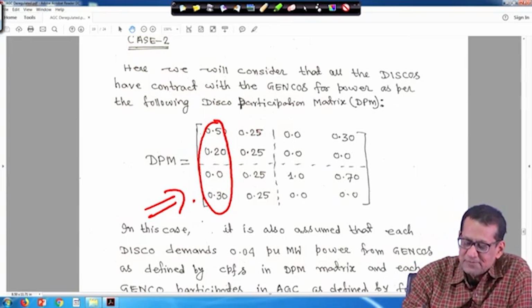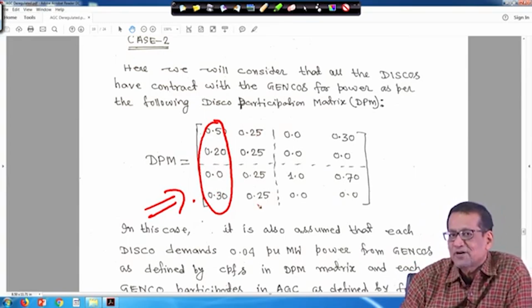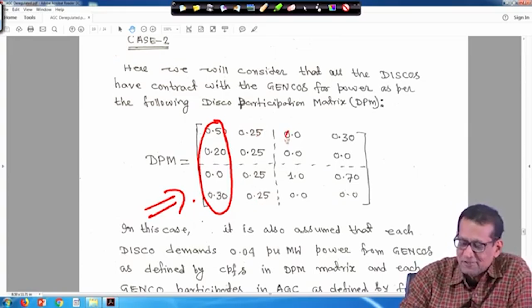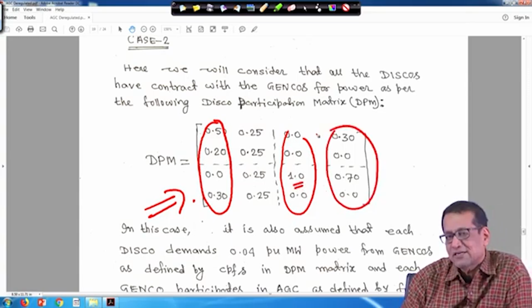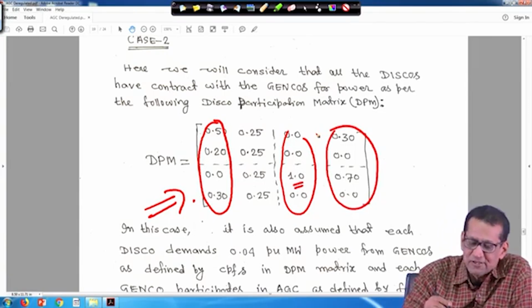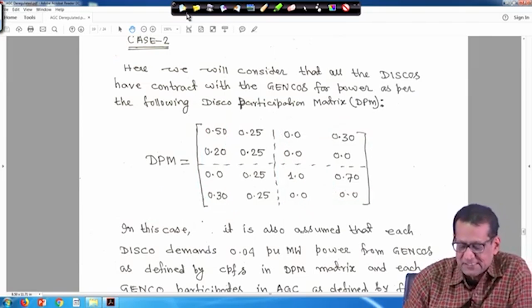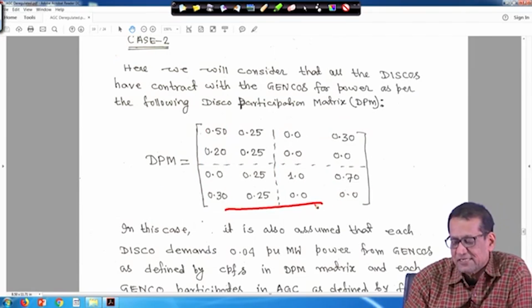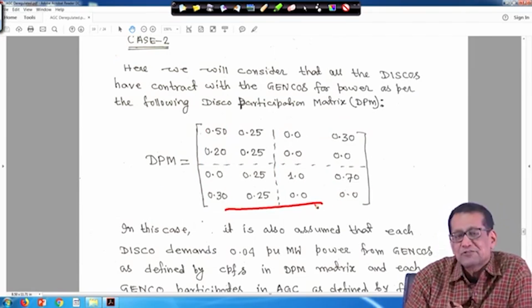If you add, it is 0.25 each, so it is 1. For this one, all are 0 except one entry, so the summation is 1, and here also if you add all the column elements, it will be 1. So that is your DISCO participation matrix, and this is the matrix we have taken.